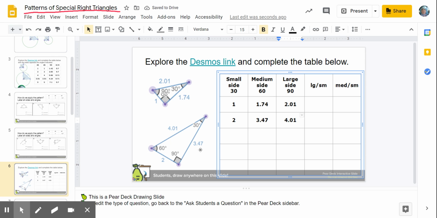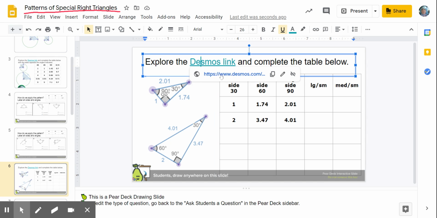Okay, so I've got small, medium, and large, and small, medium, and large. The small is always opposite the small angle. The medium is always opposite the medium angle, and the large is always opposite the large angle. So the hypotenuse is always biggest because the 90 is always biggest. So let's go to this Desmos link and see what we notice. So I'm going to play with a triangle, and you tell me when you see a pattern.